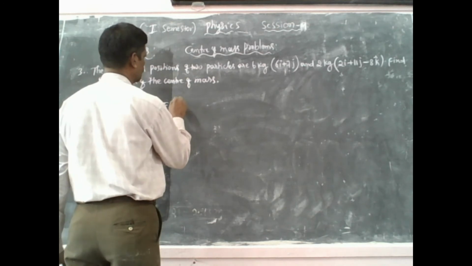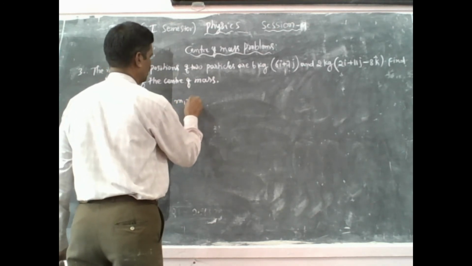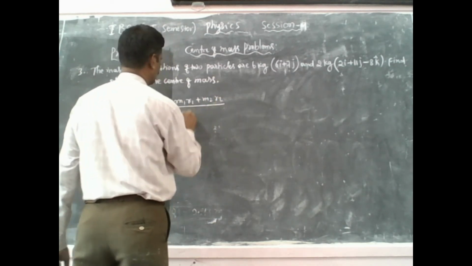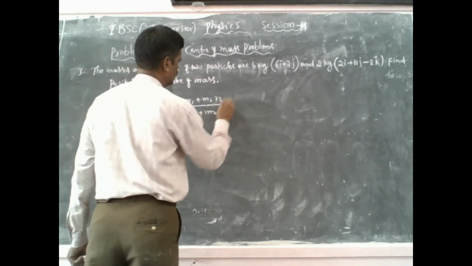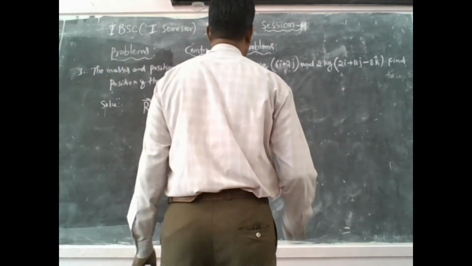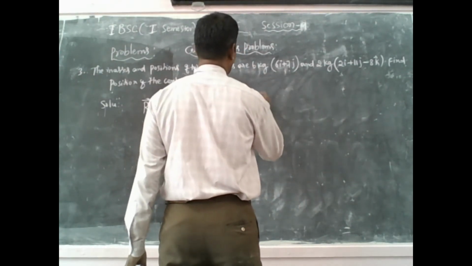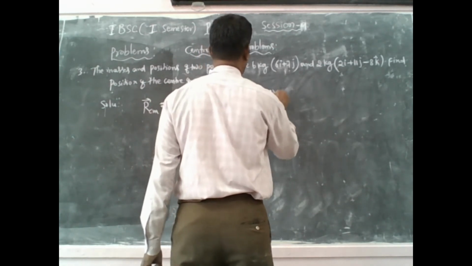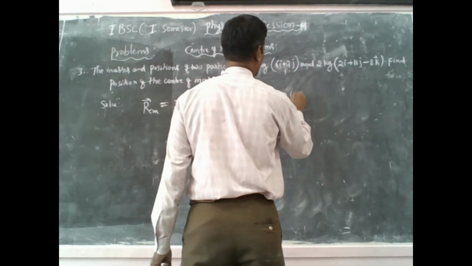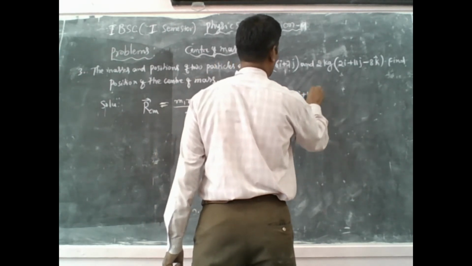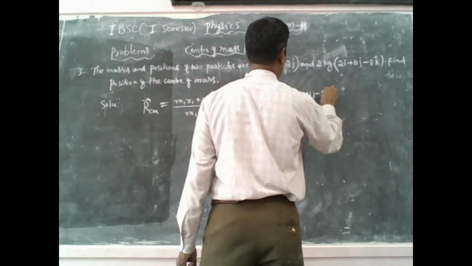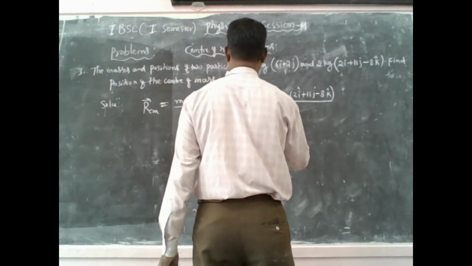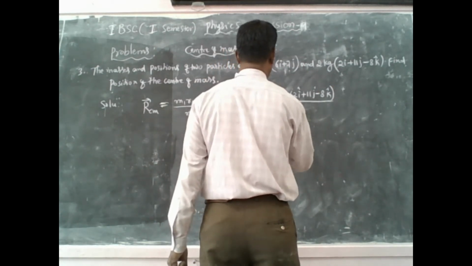Position of the center of mass is given by m1 r1 plus m2 r2, because there are two masses. So total mass is m1 plus m2. That is equal to 6 into (6i plus 7j) plus 2 into (2i plus 11j minus 8k), isn't it? So divided by 6 plus 2, which is equal to 8, the total mass.